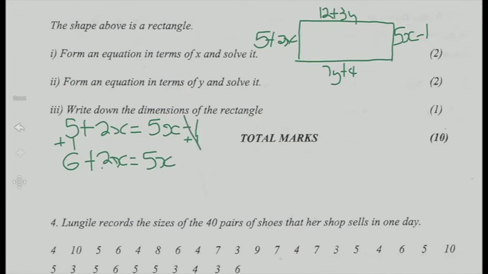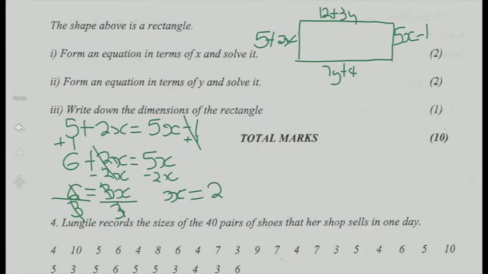Now we have to remove this 2x, so we subtract 2x both sides, leaving us with 6 is equal to 5 minus 2, which will give us 3x. So we divide by 3, x is equal to 2. So x is equal to 2.